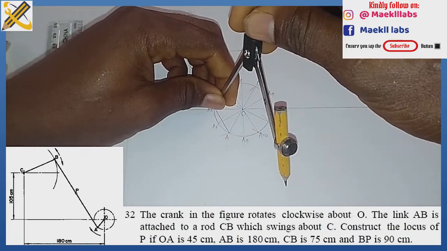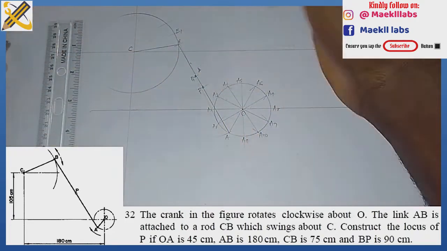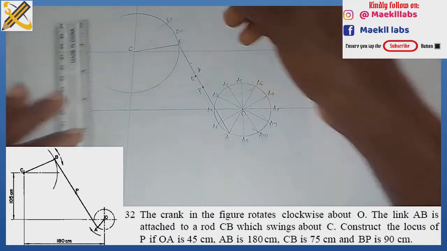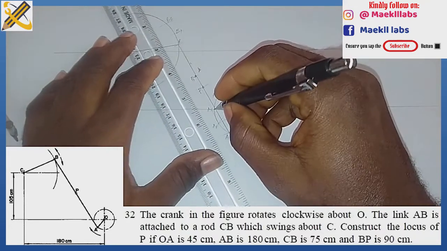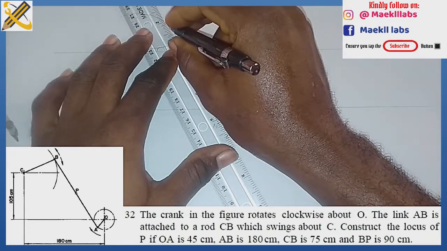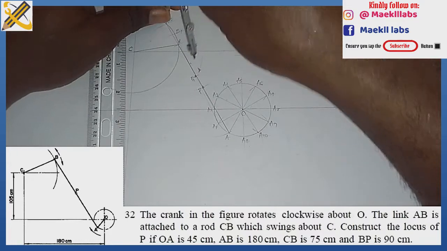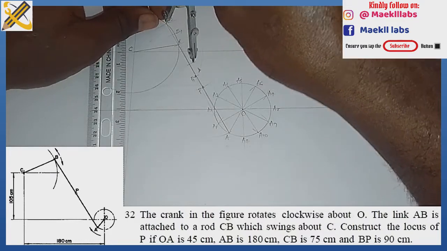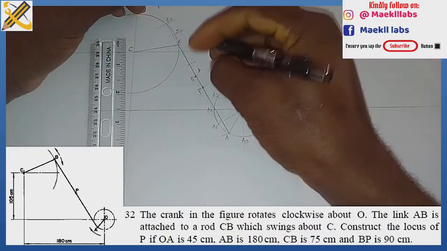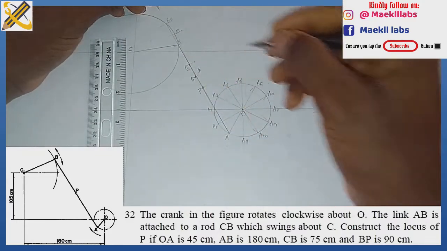From point A2 with length of 90, I strike an arc right here. So that's my B2. A2 to B2, I'm going to join them all together in this manner. Then from B2 with length 45, I strike an arc to get my P2 right here. So this is my P2 right here.